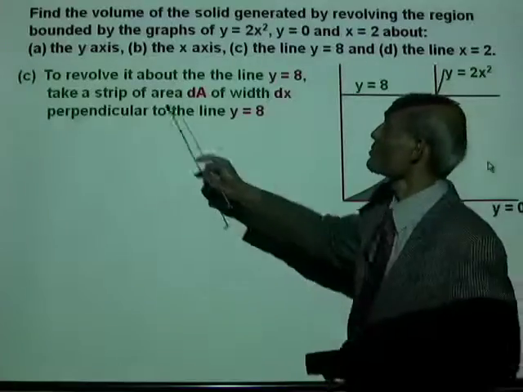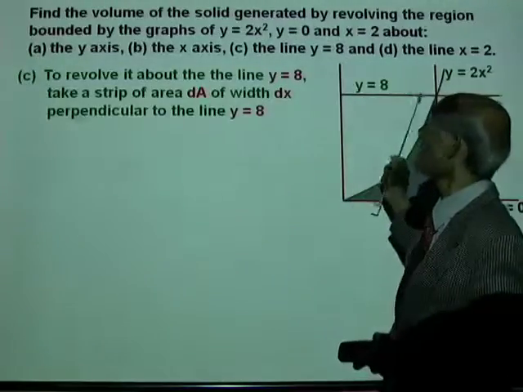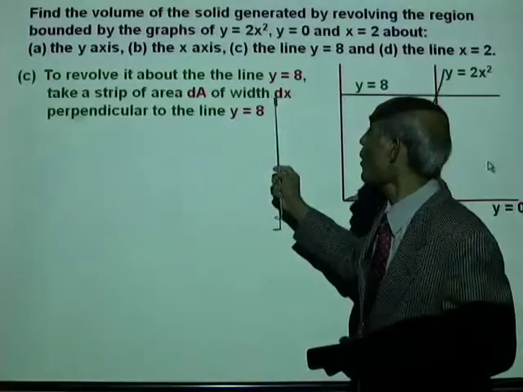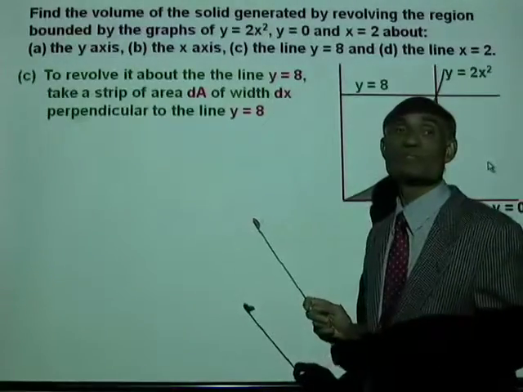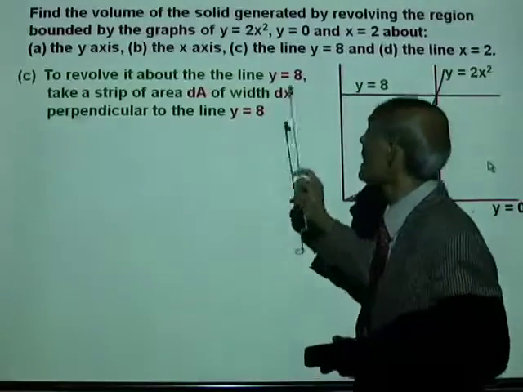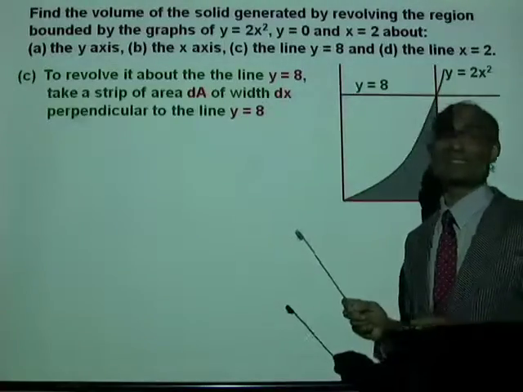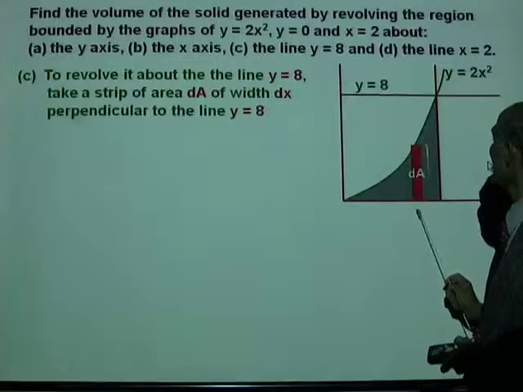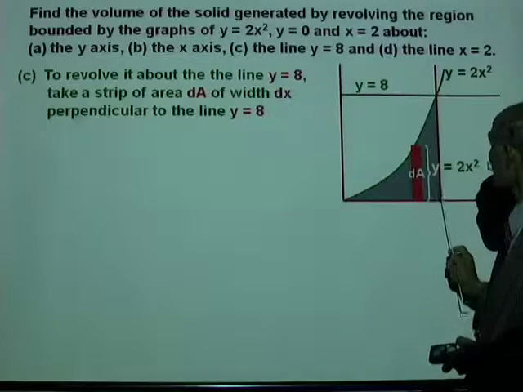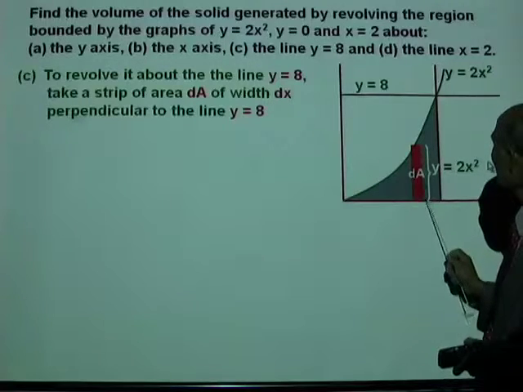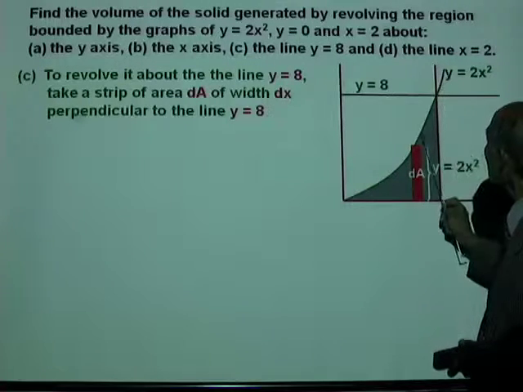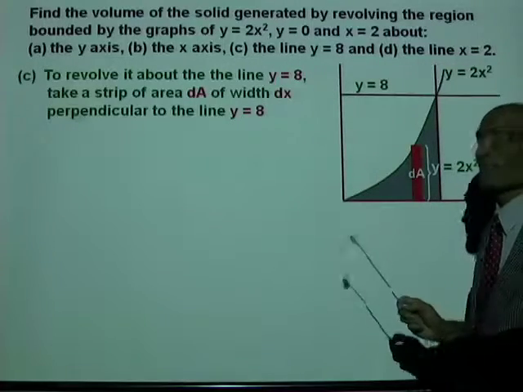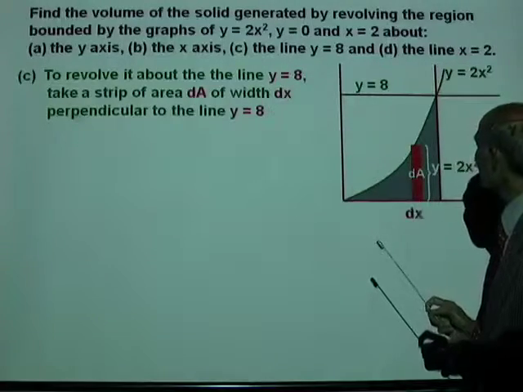Okay. To revolve it about the line y equal to 8, take a strip of area dA of width dx perpendicular to the line y equal to 8. So here we have our element area dA, and what is the length of that? The length of that will be y equal to 2x squared. That's right. And the width of that will be dx.